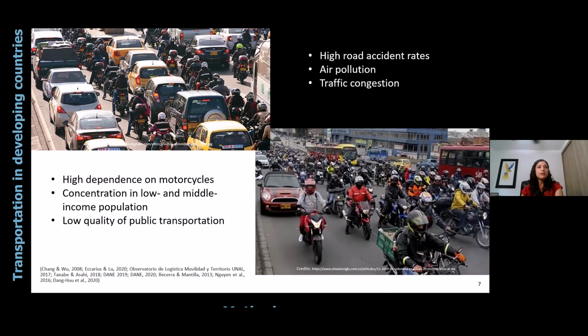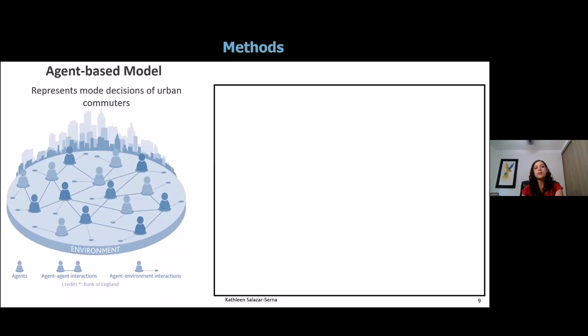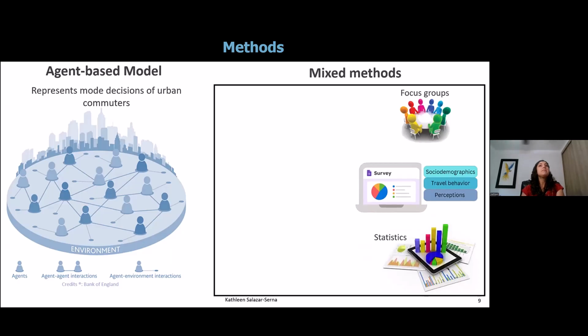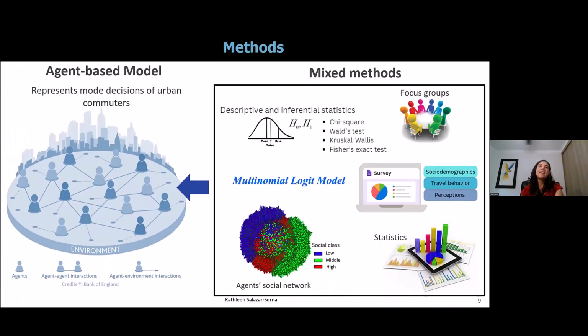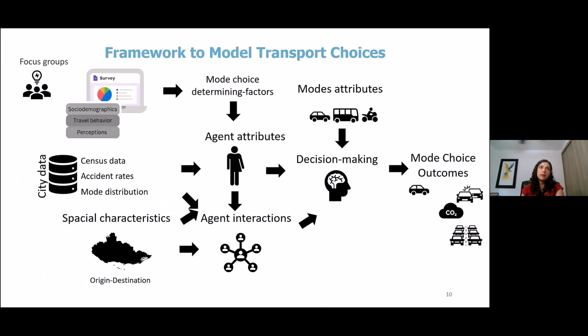And having cleared those dynamics, so we decided to develop an agent-based model, but how to represent these dynamics. So we implemented a mixed approach using some qualitative tools with some quantitative analysis. Oh, sorry, the other way. And then we are using all of this information to feed the model. And on this slide, I want to show you the framework that we are following.